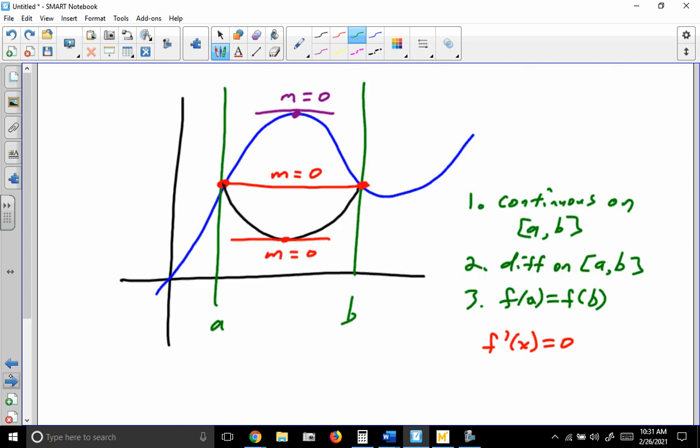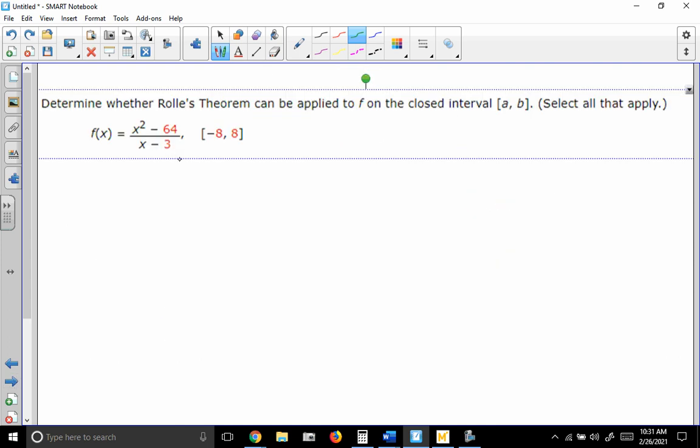All right, let's look. Here, they want us to find out, does Rolle's theorem apply? So let's check for continuity. For this function, notice x cannot be 3. Now, if 3 is not inside our interval, that's not a problem. But 3 is in our interval. So we're not continuous. So we don't meet the requirement of being continuous.